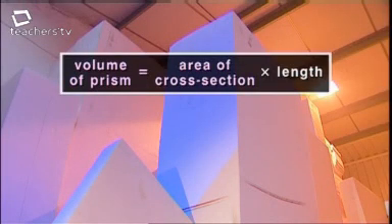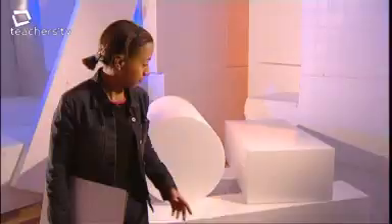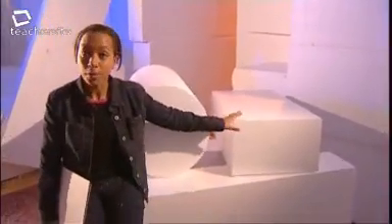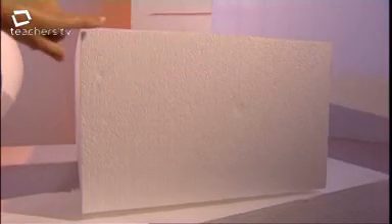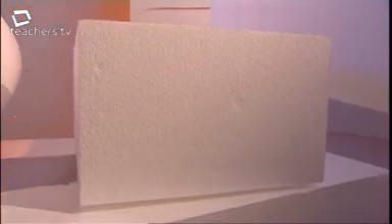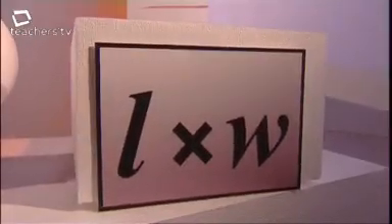To calculate the volume of a prism, there's a simple rule to remember. The volume equals the area of the constant cross-section multiplied by the length. For some prisms, like cuboids and cylinders, it's written as the volume equals the area of the cross-section multiplied by the height. For a cuboid, it's pretty simple. If we take this face here as the constant cross-section, we're looking at a rectangle, and the area is the length multiplied by the width. The height of the cuboid is this dimension here.